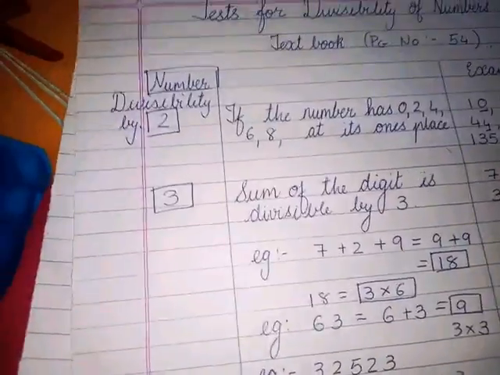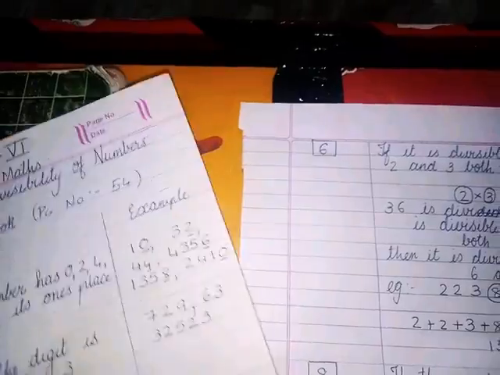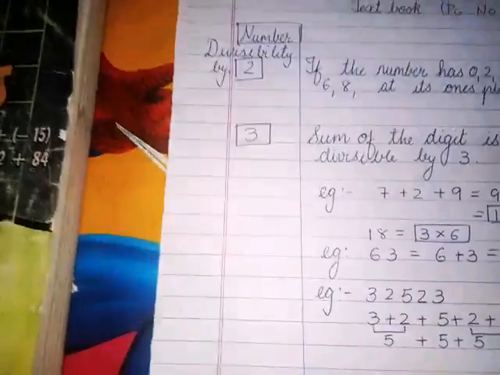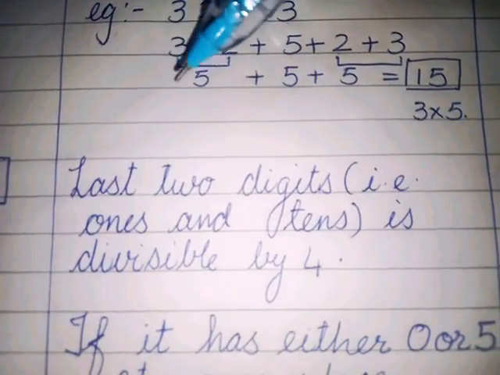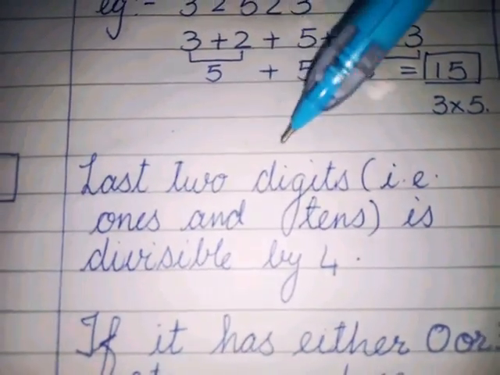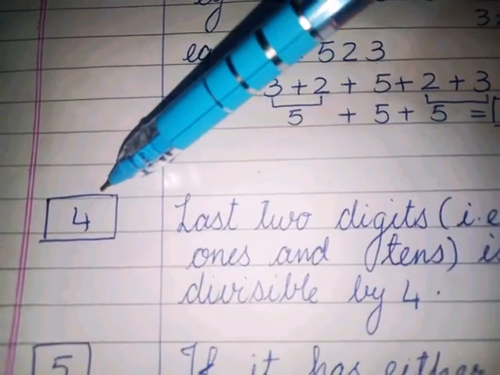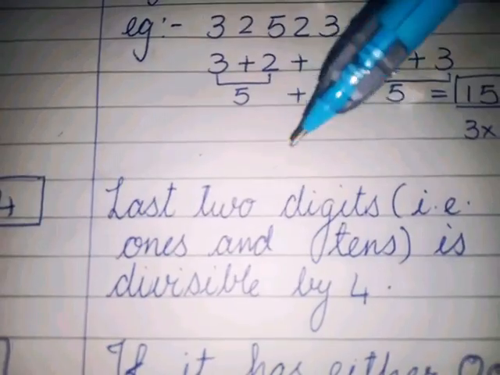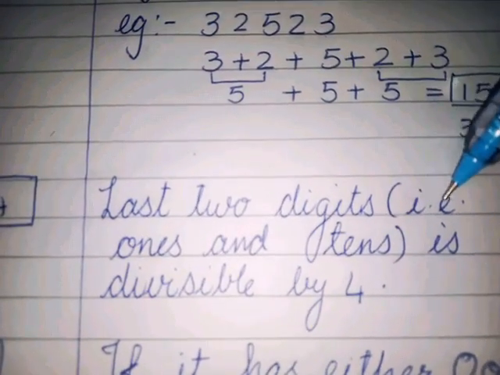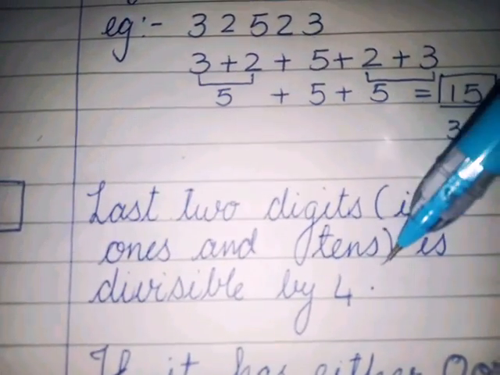Now we take the divisibility of 4. How will we do it with 4? If we want to check that a number is divisible by 4, what do we need to check? The last 2 digits, that is your ones and the tens.